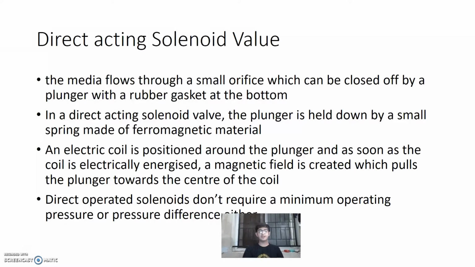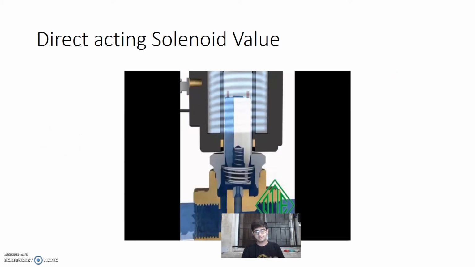Now one important property of a direct acting solenoid valve is that it does not require any minimum operating pressure or pressure difference. Later in this video we will discuss what an indirect solenoid valve is. Generally an indirect solenoid valve needs some pressure difference to operate. It requires it to open the diaphragm, which we will discuss. It requires a pressure difference, but in a direct acting solenoid valve you can control it without any pressure difference. So let us see one animation about this direct acting solenoid valve to make this concept more clear.